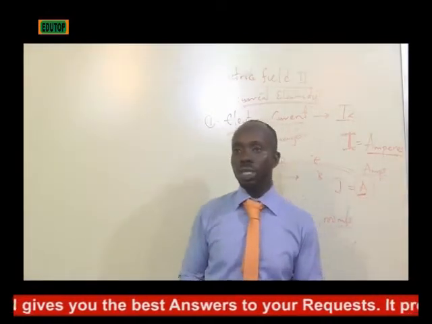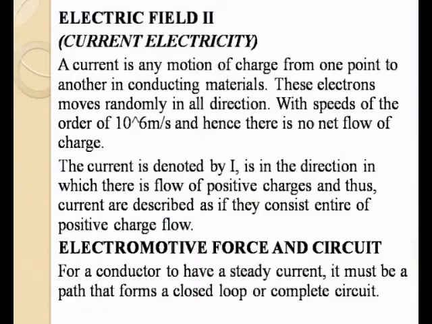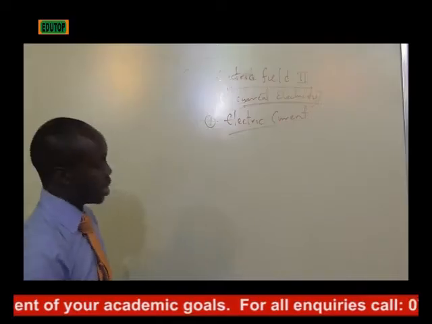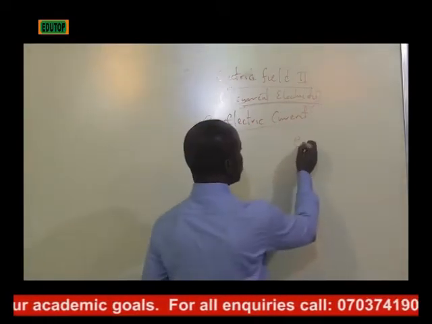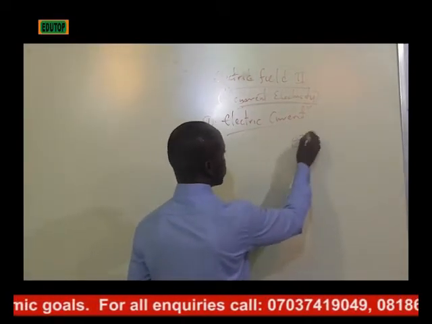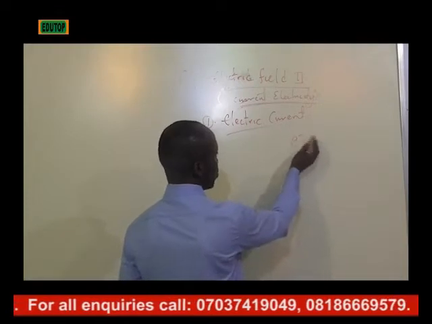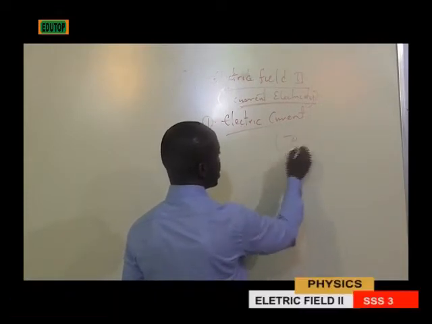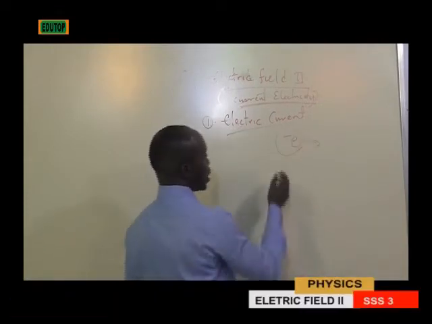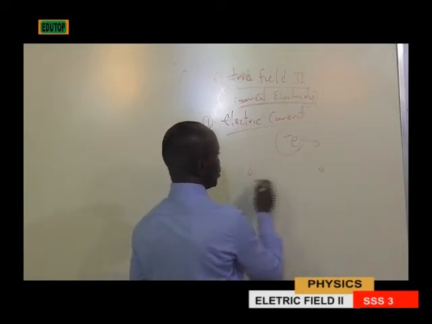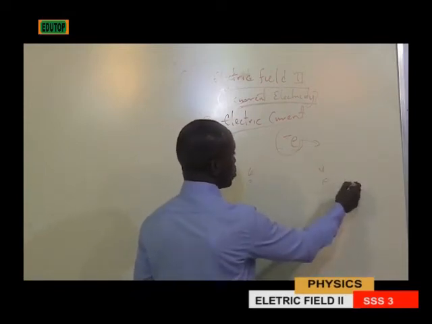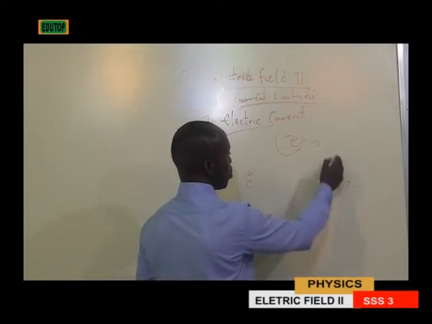Now, another thing we should notice is that current is denoted by I. We've spoken about that. It is the direction in which there is a flow of positive charge. And thus, current is described as if it consists entirely of positive charge flow. Naturally, the charge carrier, the electron, has a negative charge. Irrespective of the charge, it doesn't affect the movement. It can go this way, it can come this way, it can go upward.